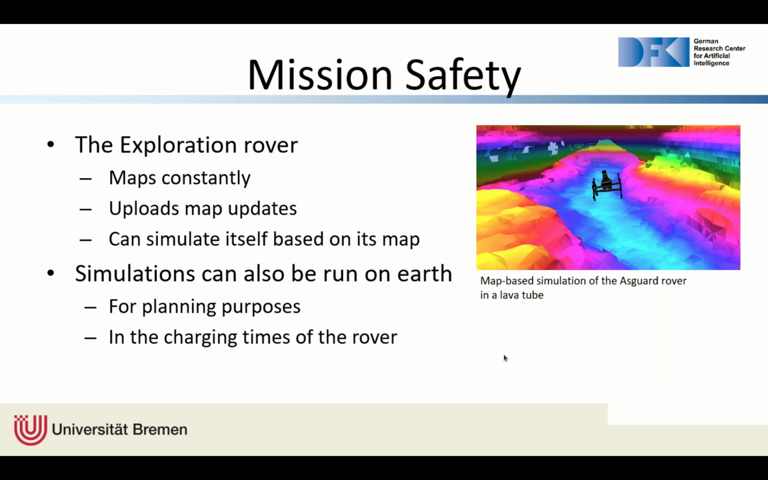For the mission safety, the exploration rover is mapping constantly and also uploads new maps, and we can generate a simulation environment based on the map. And that means the robot can constantly have a simulation running beside the actual movement or before the actual movement, and check whether the planned path is feasible and safe enough or not.